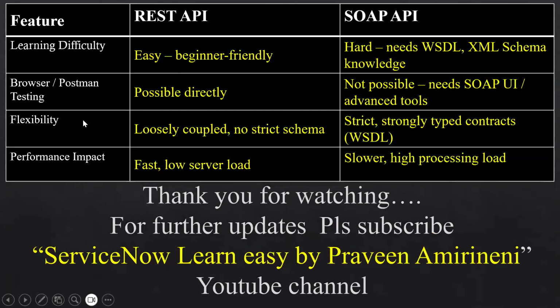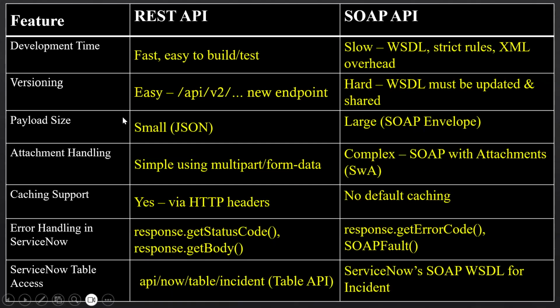Next, caching support. REST APIs support caching, but in SOAP APIs, no default caching is there. REST uses HTTP features like Cache-Control, ETag, and Last-Modified, so it improves the speed and caching is more. But in case of SOAP integration, it always uses POST requests and dynamic XML, so it cannot be cached easily.